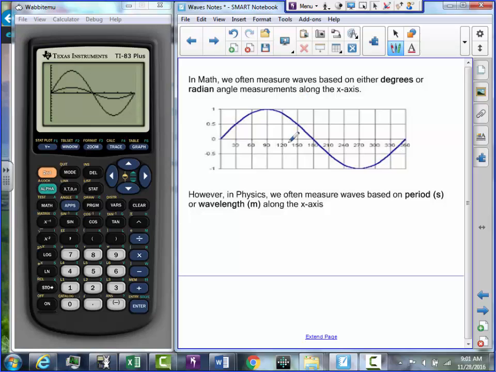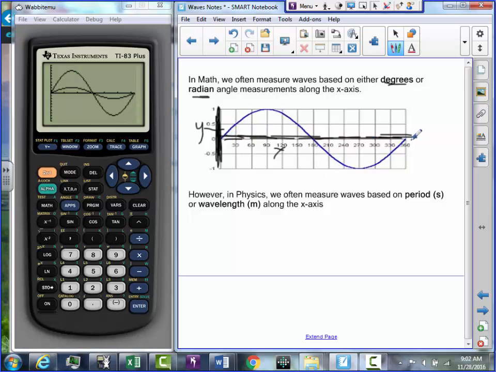Why don't we talk about some of the measurements you want to have on these graphs then. So the first thing is, in math, we often base these things on either degrees or radians. Okay. So those are the 2 angles we often work with. In physics, though, we're going to change things. This axis right here for the y-axis, and this axis for the x-axis right here, usually they have to represent more than just y and x. We can't just say x and y. It has to have some sort of unit associated with it.